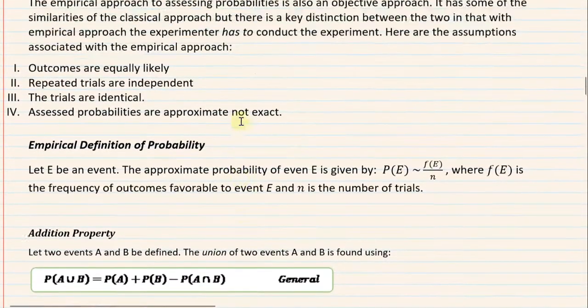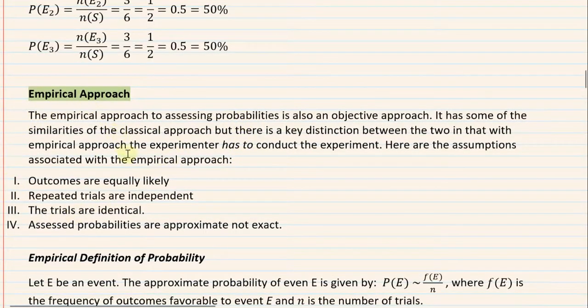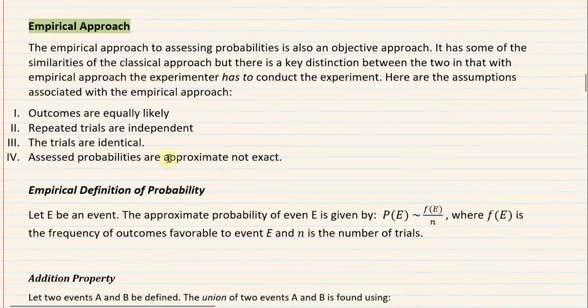Now, what actually makes the empirical approach work is called the law of large numbers. What the law of large numbers says, loosely speaking, is that as the number of trials increases, as you do more and more trials, the experimental probability approaches the classical probability. The approximate probability tends to approach the exact probability of that event happening. So that's what the law of large numbers says.